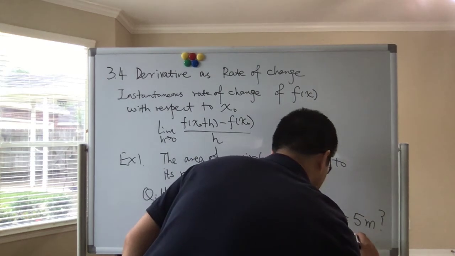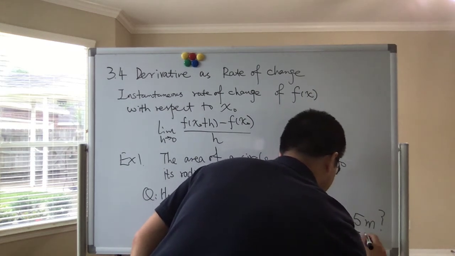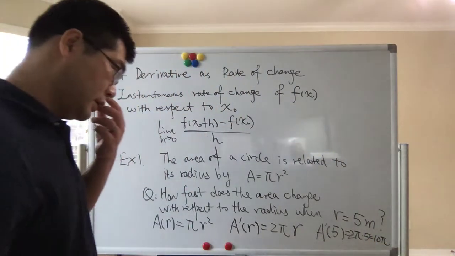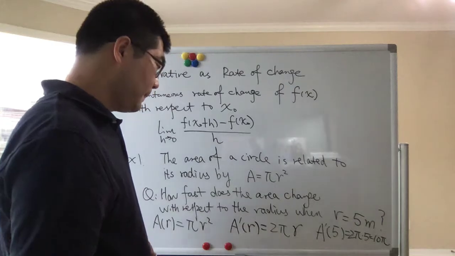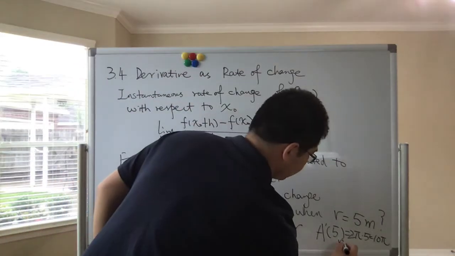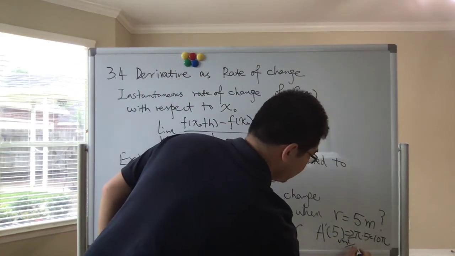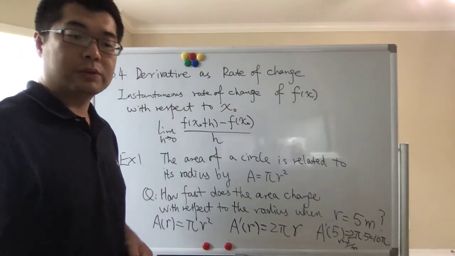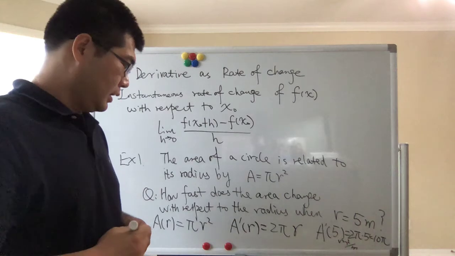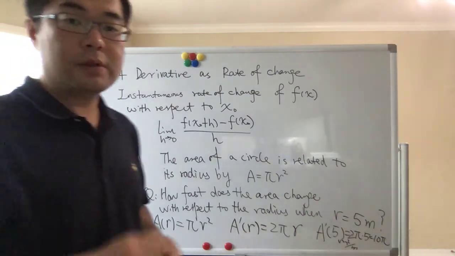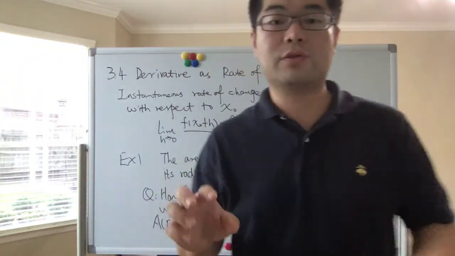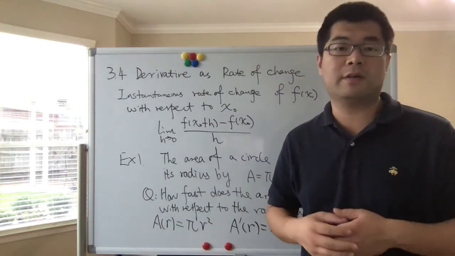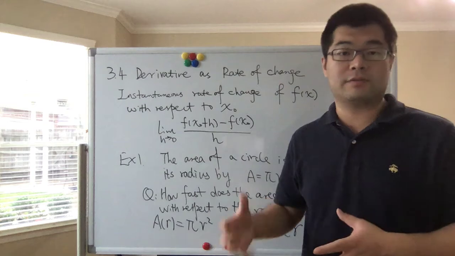we're going to have 2 pi times 5, which gives us 10 pi. And of course, the unit is going to be meter squared per meter. So that's how we do this problem here. And so this is just the first part, a very short piece, for the derivative as the instantaneous rate of change.